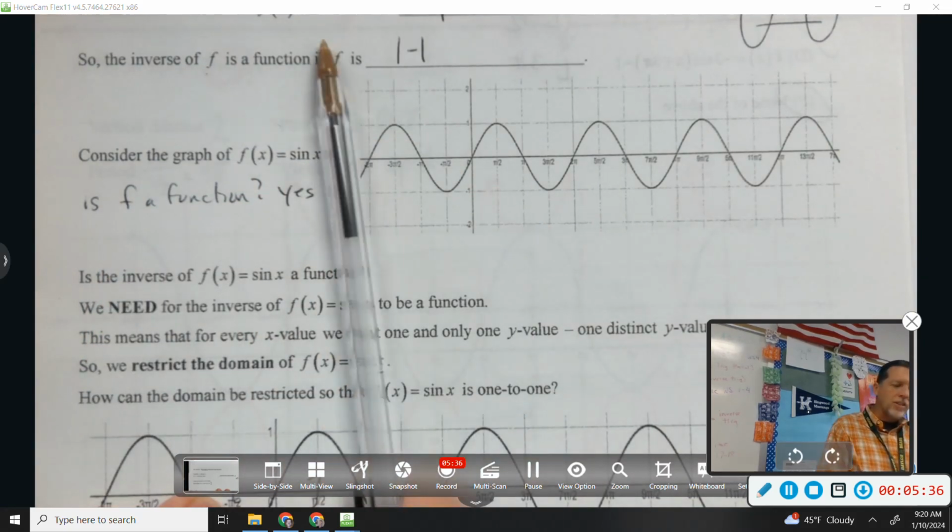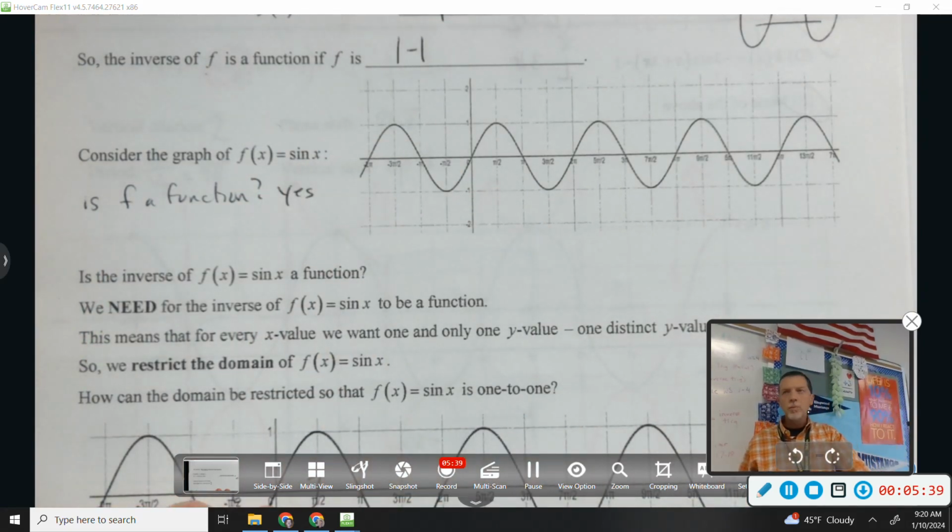Definitely, right? Passes the vertical line test. If you plug in any value, you get one value out. We're good.